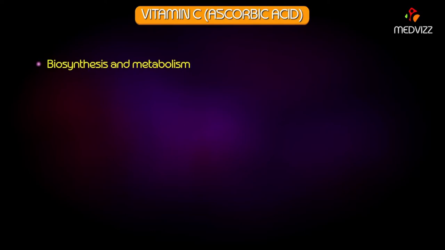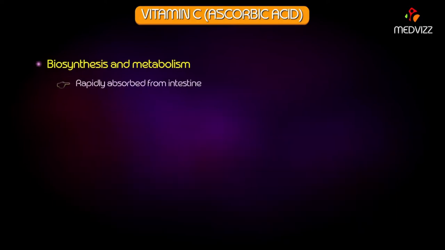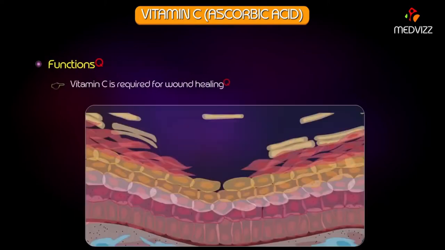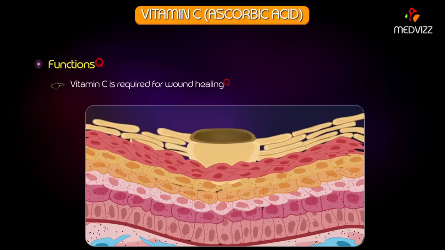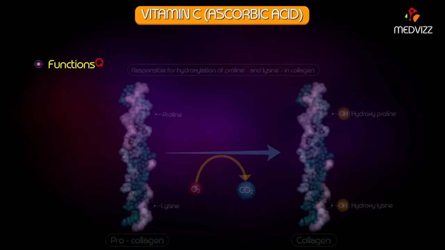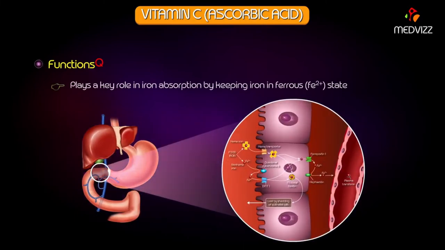Biosynthesis and metabolism. Humans and other primates cannot synthesize ascorbic acid due to deficiency of a single enzyme, L-gulonolactone oxidase. It is rapidly absorbed from the intestine and excreted in the urine as ascorbic acid, or its metabolites diketogulonic acid and oxalic acid. Functions. Vitamin C is required for wound healing. It is responsible for hydroxylation of proline and lysine in collagen, and oxidation of tyrosine and phenylalanine. It plays a key role in iron absorption by keeping iron in the ferrous state.